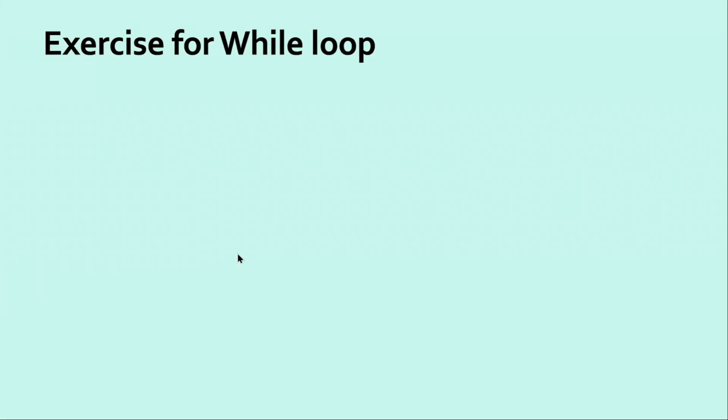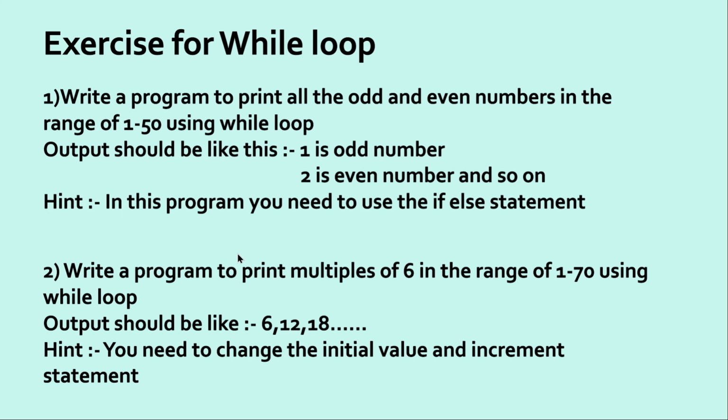Here I have some practical examples that can be solved using the while loop, so you can understand how the while loop works. The first one is to write a program to print all the odd and even numbers in the range of 1 to 50 using the while loop. I want the output like this: 1 is an odd number, 2 is an even number, 3 is an odd number, and so on until 50. So the output should be like this: 1 is odd, 2 is even number.